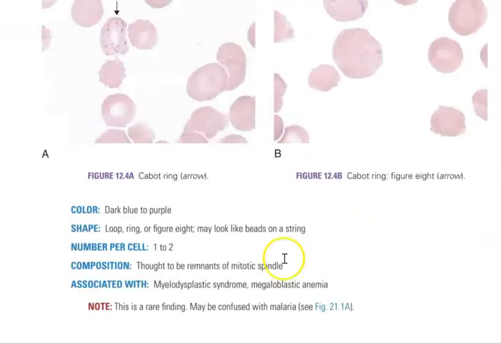And sometimes the Cabot rings are confused with malaria, and that's because the parasite Plasmodium that causes malaria will also cause a ring to form inside your red blood cells. So sometimes that can be confusing to a lab tech when you are looking at a smear and you happen to see a ring inside your red blood cells on a patient. You might think, oh, this is malaria, but it may actually be a Cabot ring or vice versa. So just be careful with that.